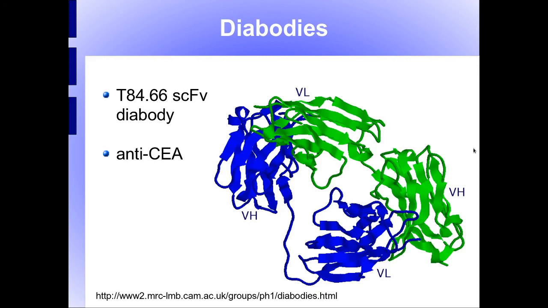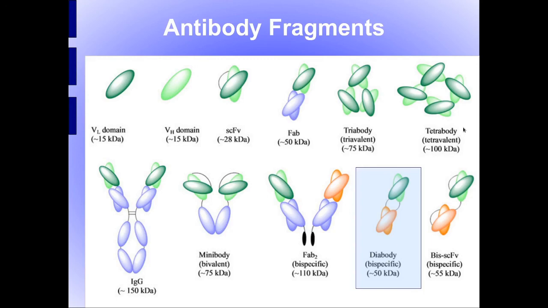This is an example of one of the bivalent antibodies. This is a single chain FV. These are sometimes also referred to as diabodies, and both ends of this bind to CEA. Now there are all sorts of variations we can do on that. We can think of VH domains by themselves, the single chain FVs that I've just shown you, Fabs. We can produce trivalent tribodies, tetrabodies. This is a normal IgG antibody. Mini bodies, where we're just taking one pair of constant domains and then single chain FVs attached to it. The diabodies, bispecific, which we've just seen, and really all sorts of other things.